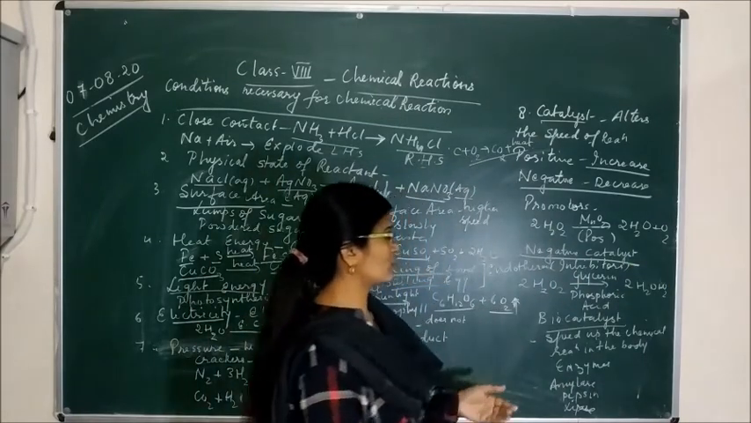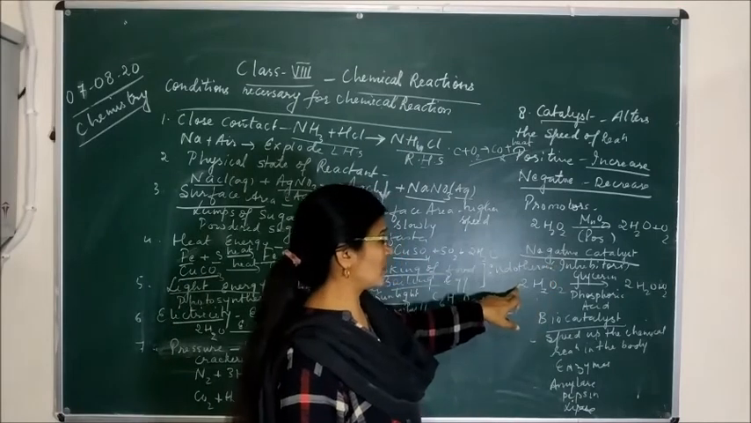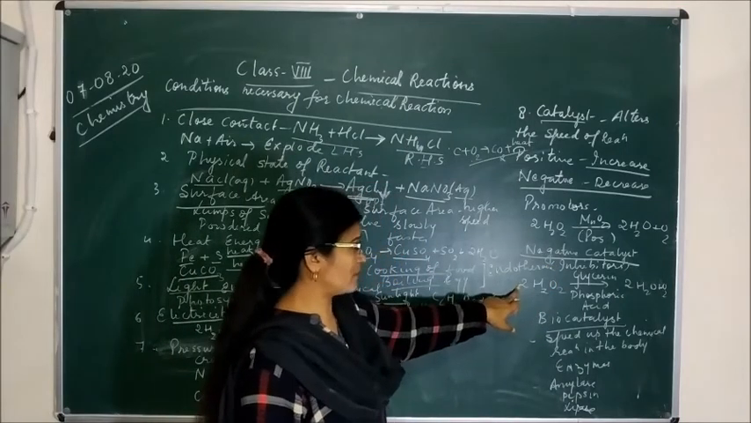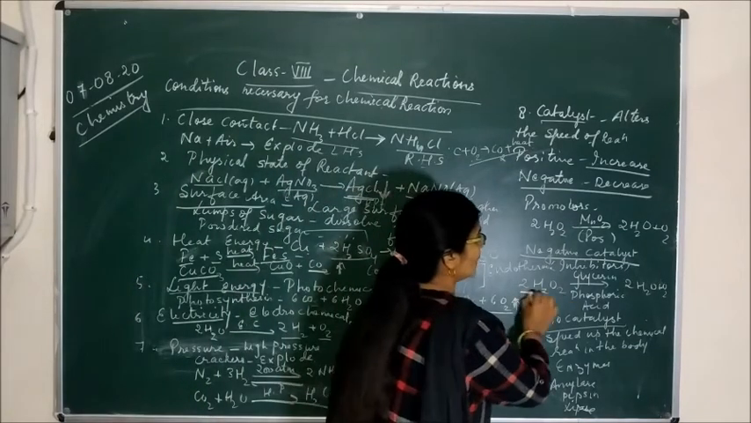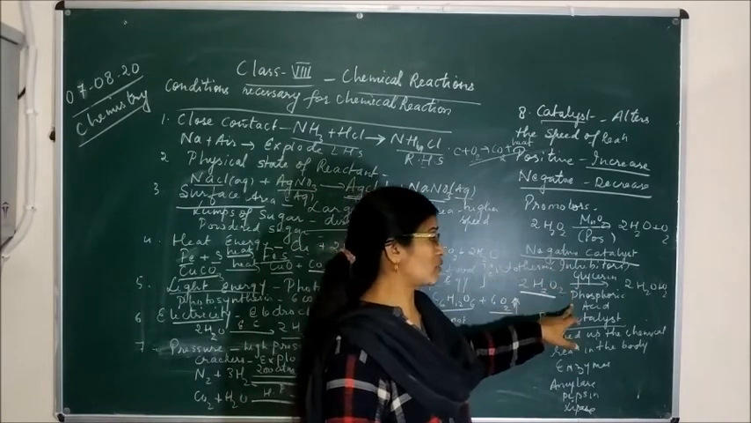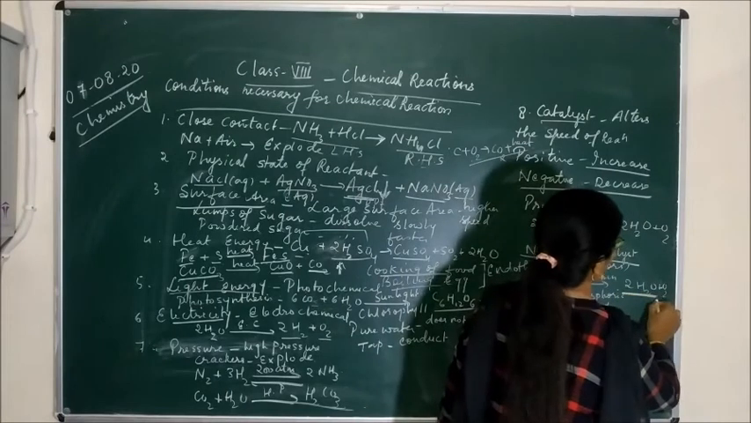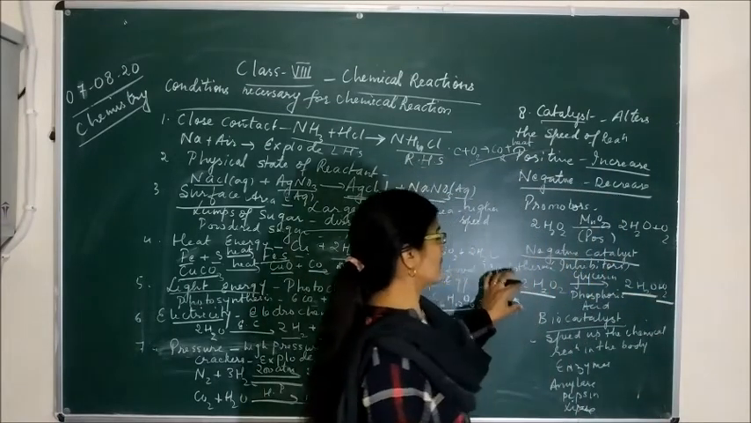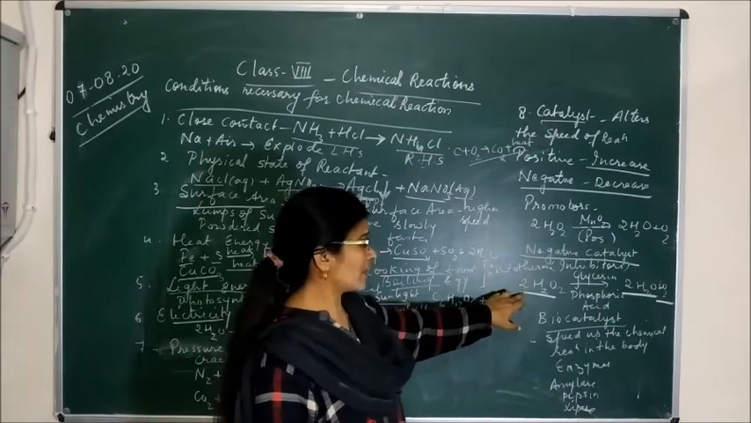Negative catalyst means one which decreases the speed of reaction. As I told you, they are also called inhibitors because they inhibit the chemical reactions; the speed of chemical reaction is inhibited. That's why they are called inhibitors. Like H2O2, when it reacts in the presence of glycerin and phosphoric acid, what does it form? It also forms H2O plus O2. So here we are using a negative catalyst. This is called an inhibitor.